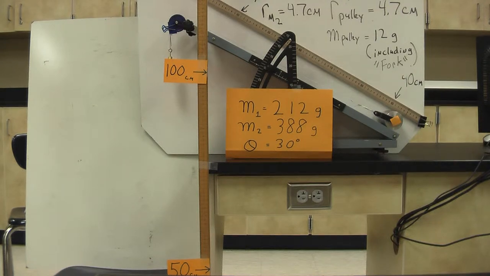What we have here is an incline. It's set at 30 degrees. There is a roller, which is intended to simulate a frictionless mass on the right, M2, which has a mass of 388 grams. Going over the pulley is another mass, which has a mass of 212 grams. It's at an angle of 30 degrees, and we're going to try to find the acceleration of the system.